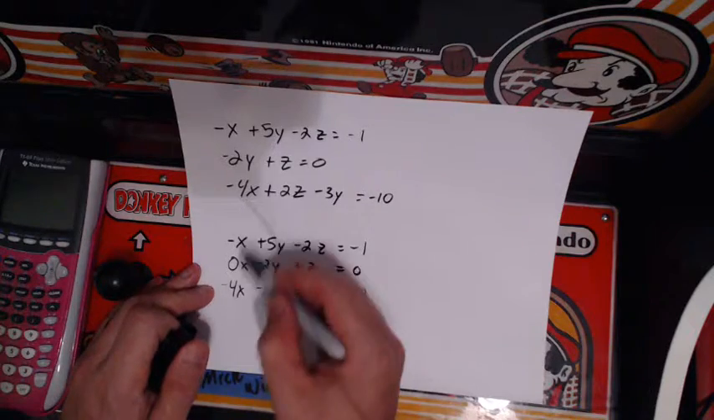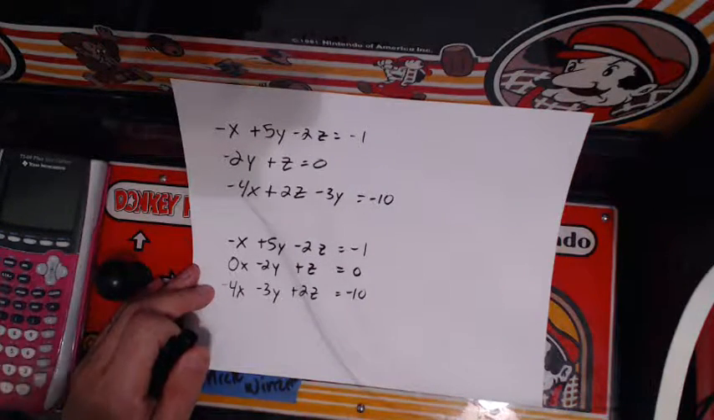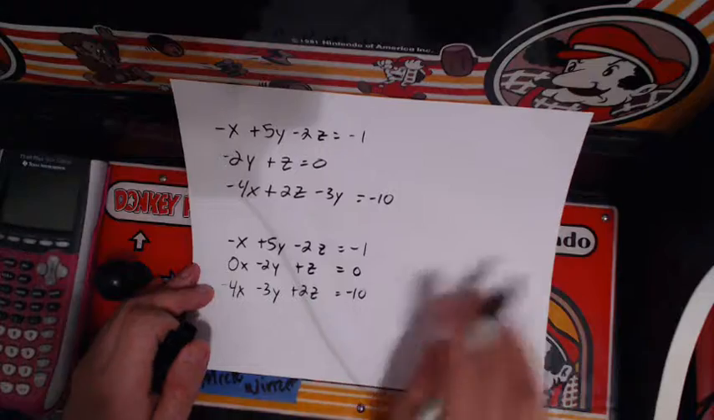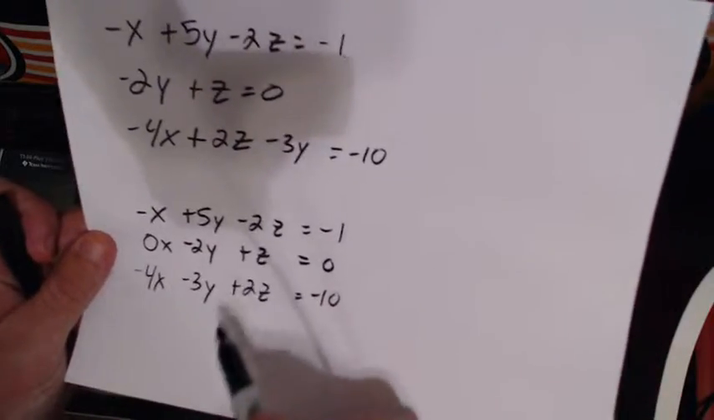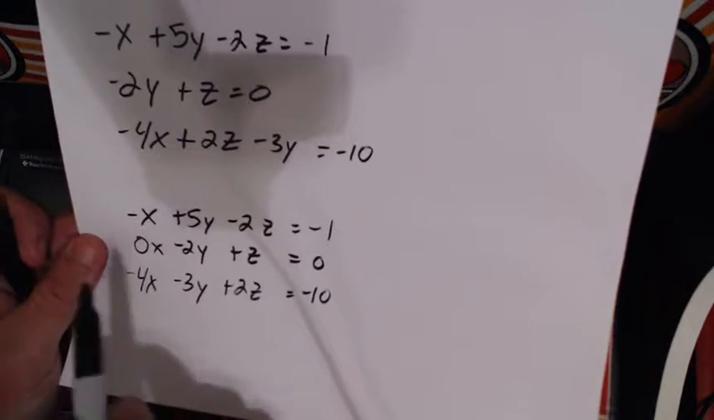Now I've got a system of equations, and you might remember from algebra 2 when you did elimination, you always wanted these things lined up like this. So this is what we want, okay?